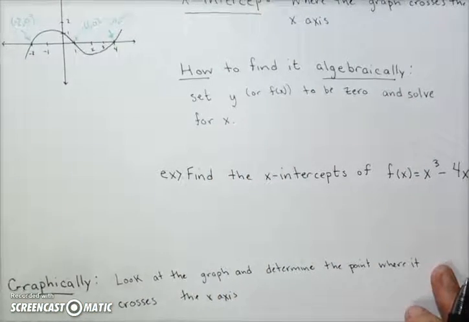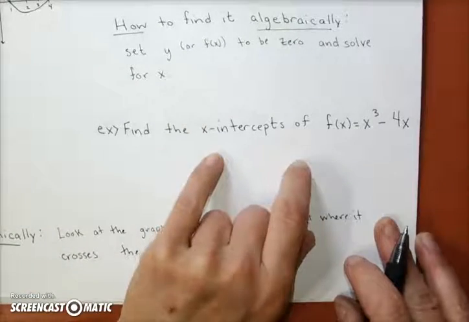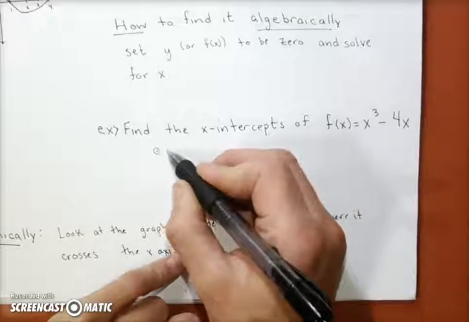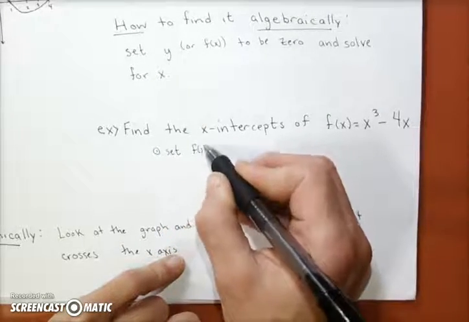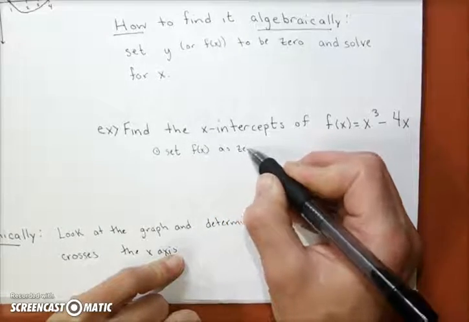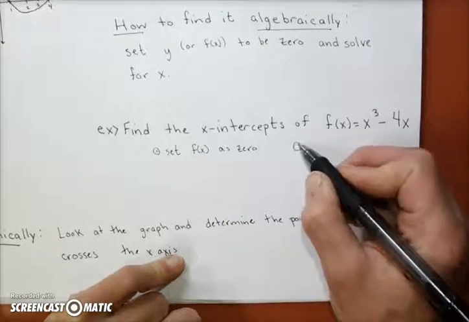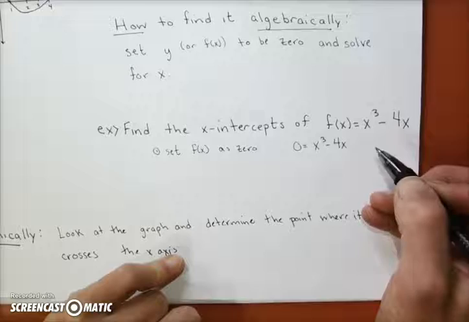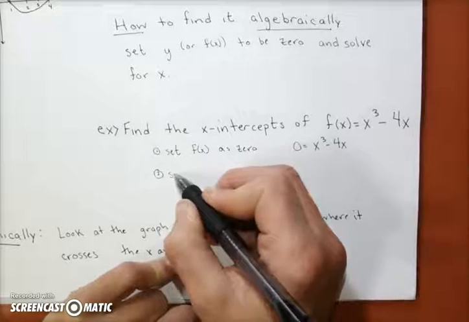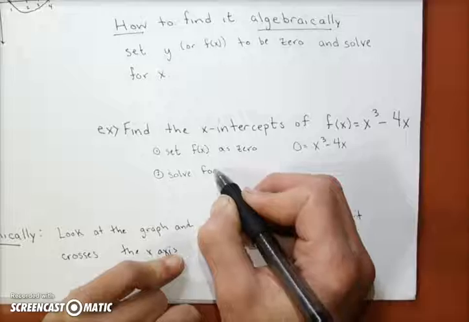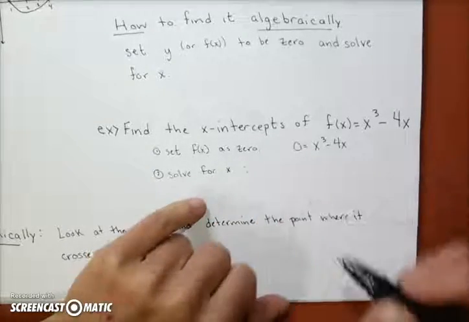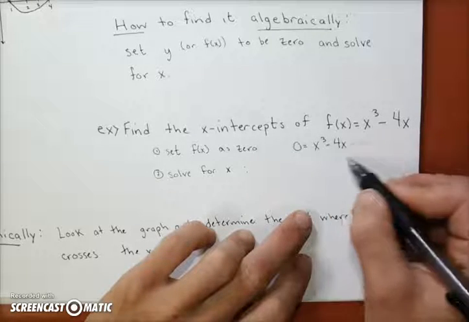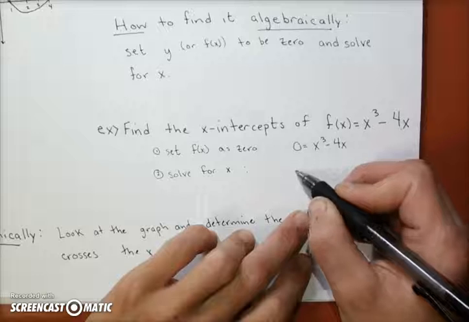So let's do an example together. We want to find the x-intercepts of f of x equal x cubed minus 4x. So step 1 is set f of x as 0. So I'll just replace f of x with 0. And now step 2 is solve for x. And this is where things can get a little tricky, but that's why we spent so much time talking about factoring, because that's how you solve an equation like this, which is set equal to 0.